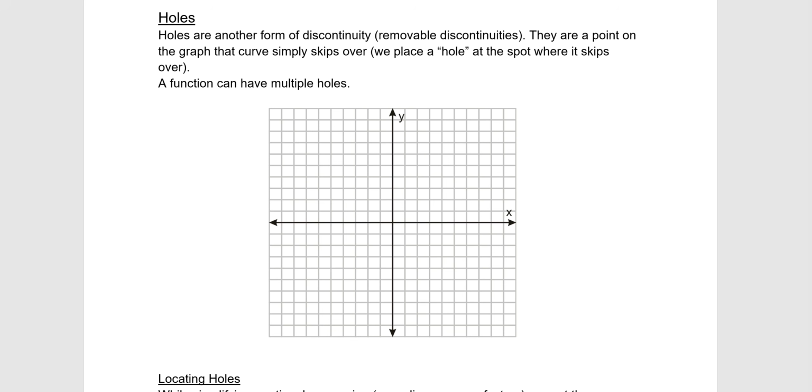And just like vertical asymptotes, a function can have multiple holes. So for example, on this graph right here, we'll say we have this function. So notice here, there's this hole at x equals a. If there's a hole here, that means the function does not exist at that point. So that means f of a does not exist.